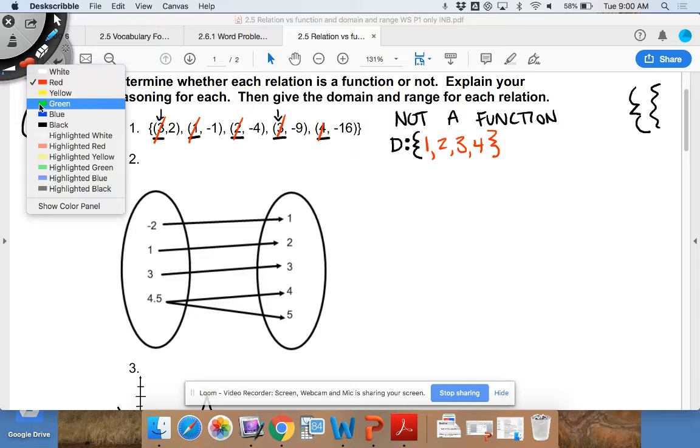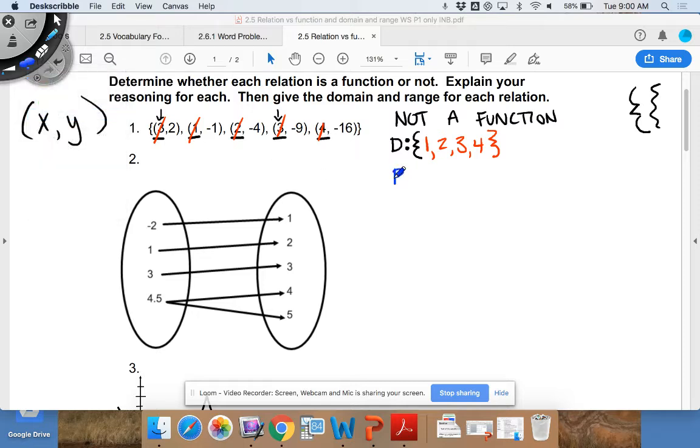Now we're going to write the range. So I'm going to write an R with those dots and then open fancy bracket. Same thing, we're going from least to greatest, but this time we're writing the y values. And so I'm looking at the y values. Some of them are negative. So negative 16 is the smallest.